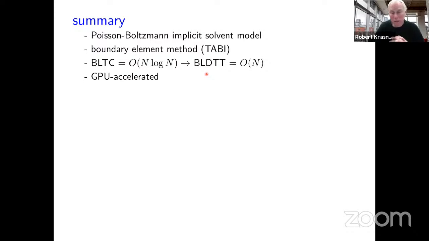I will say that for the Poisson-Boltzmann model that I told you about, there are fast multipole codes, but I don't think they have equivalent results to what we presented. And I think the reason is because the fast multipole method is more complicated. It uses more memory than a tree code.